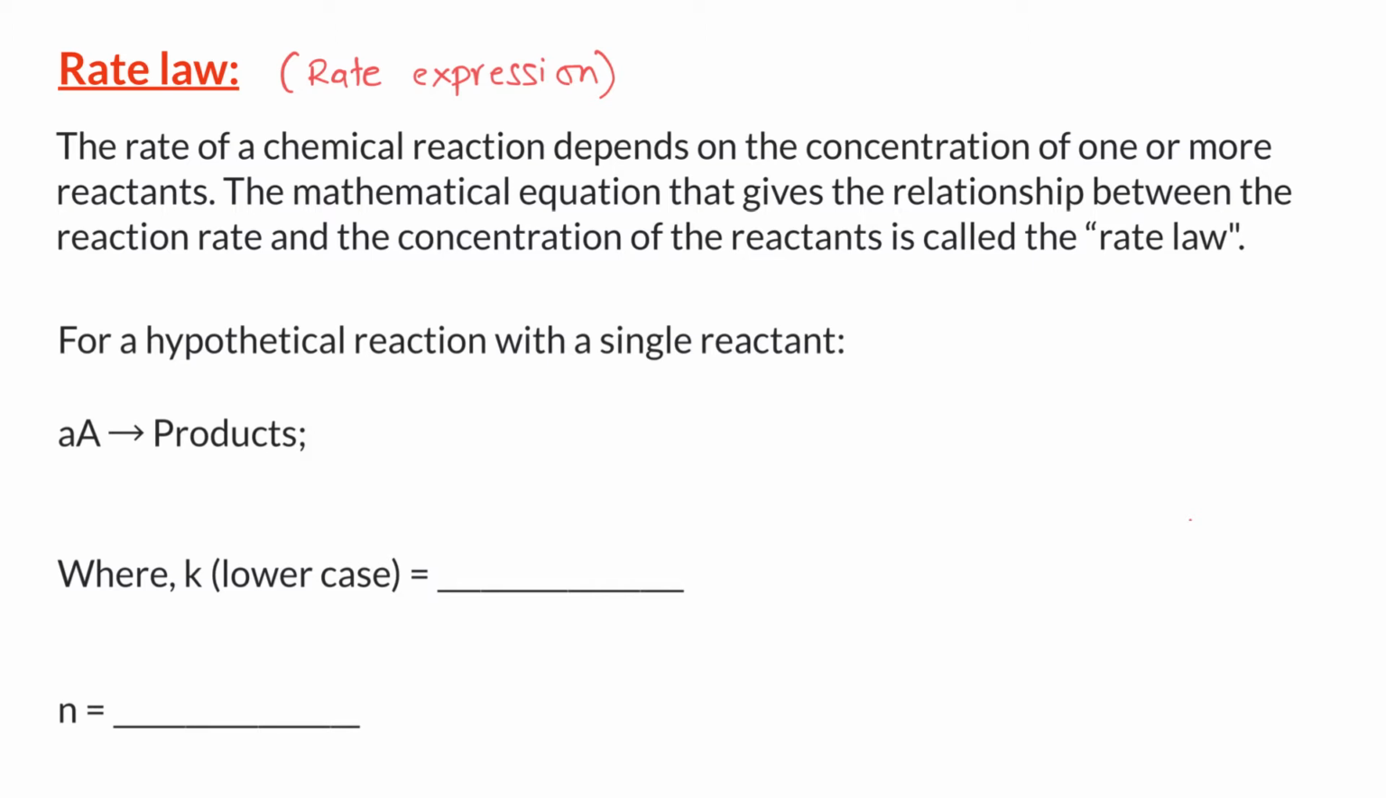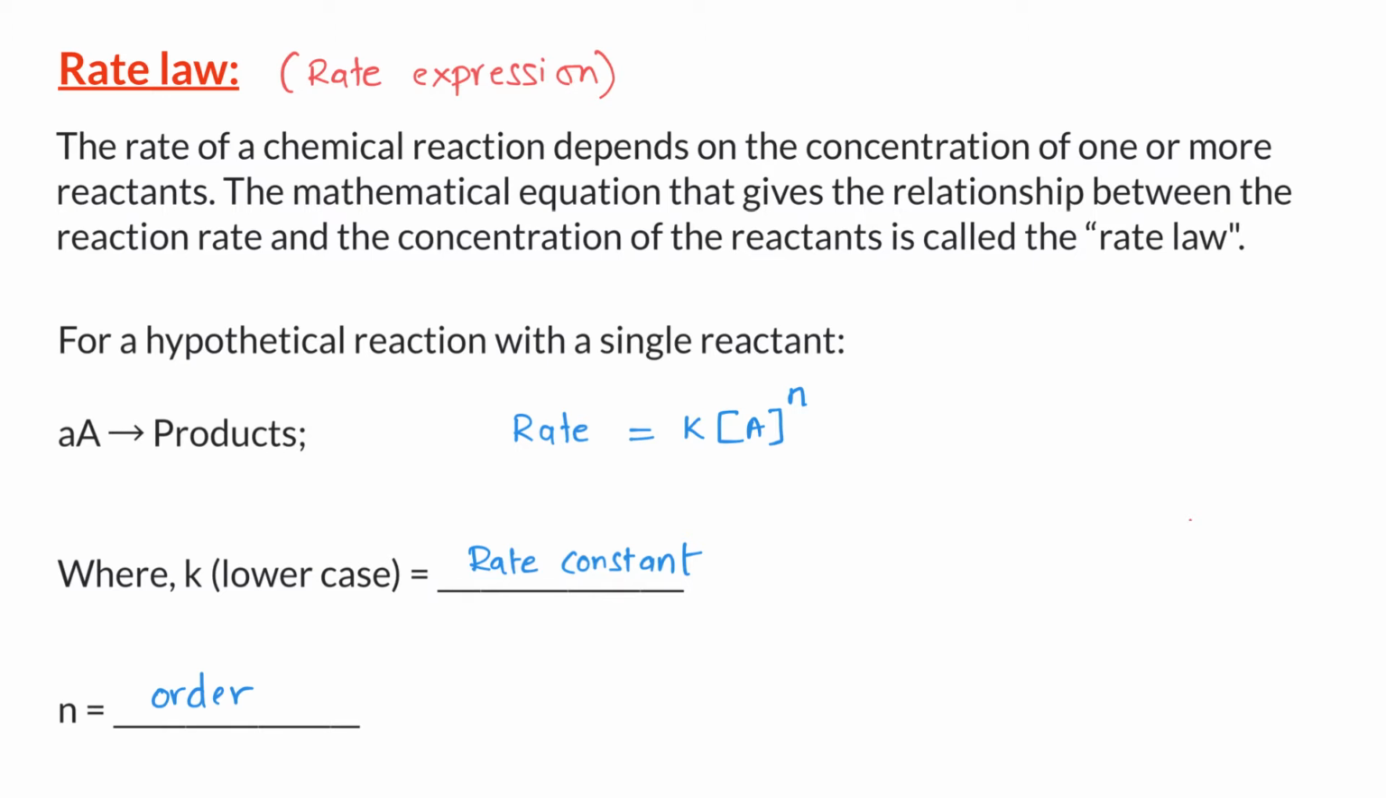For a hypothetical reaction with a single reactant, that is a moles of A gives products, the rate law or the rate expression is given by the following equation. The rate is equal to k times concentration of A to the power n, where k, the lowercase k, is called the rate constant and n is called the order of the reaction with respect to A.